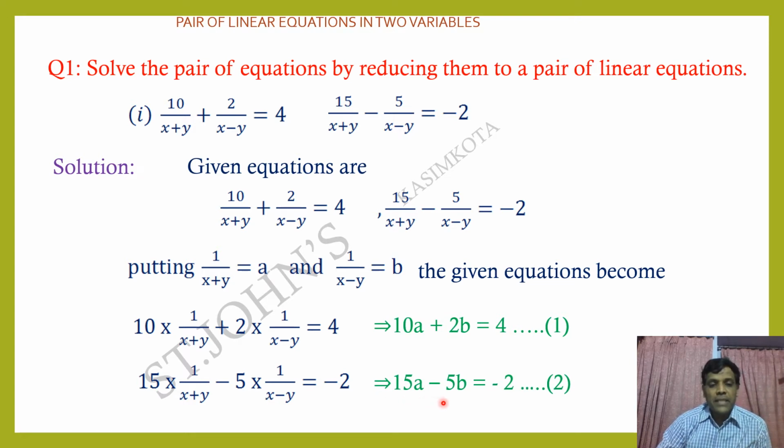15a minus 5b equals -2. This is the second equation. Are you clear? Already you got two equations. Now you have to apply any one method: substitution, elimination, or cross multiplication. So observe these two equations.